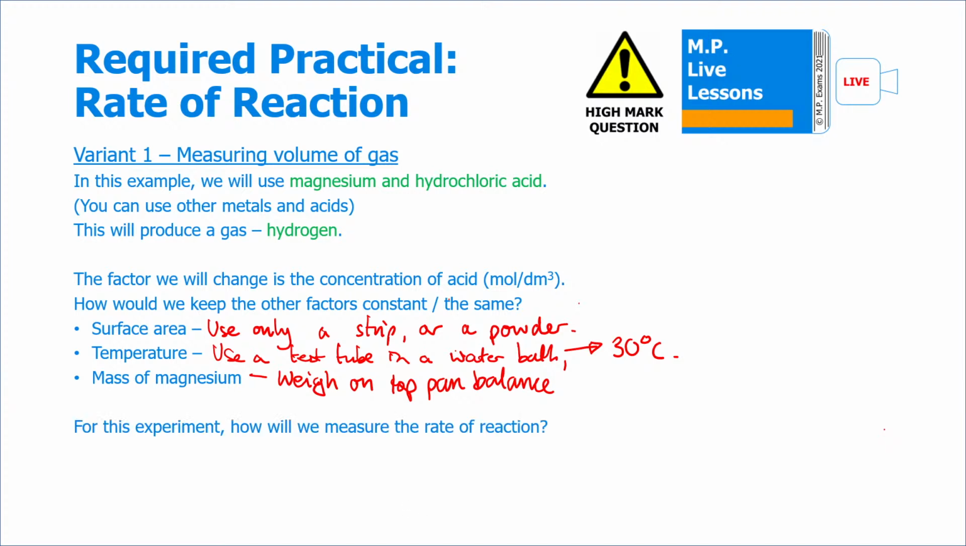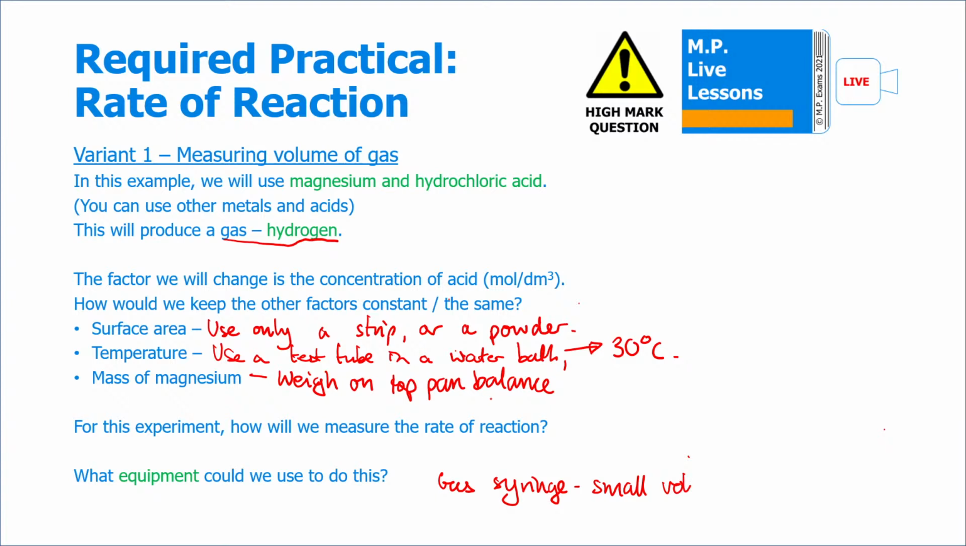Now, for the experiment, how could we measure the rate of reaction? We were producing a gas, and I hinted at this right at the start. What equipment could we use? We would use a gas syringe. This would often be for small volumes. But if a lot of gas is being produced, you should use a measuring cylinder.